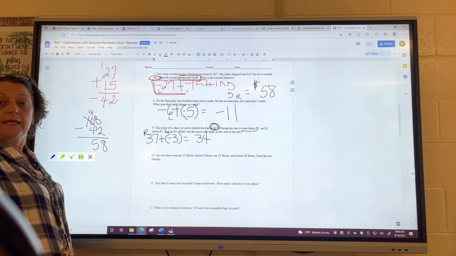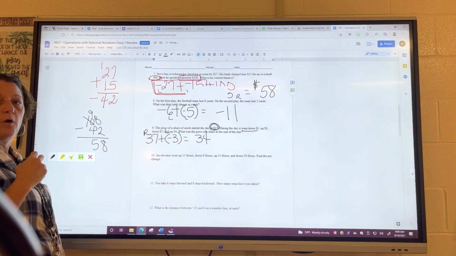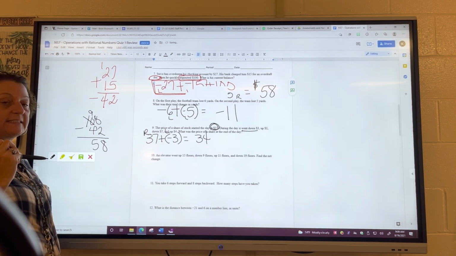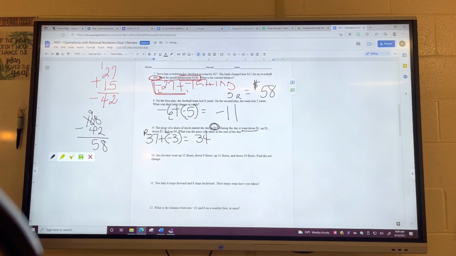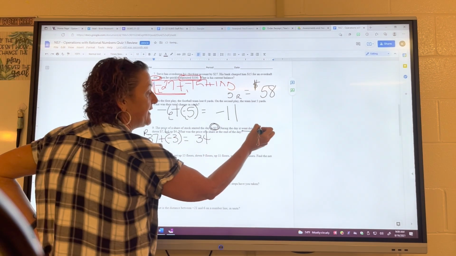And keep the sign. Which sign do we want to keep? 37 or negative 3? 37. We want the positive 37 because it's the farthest from 0. We subtract and take the sign of the one that's the farthest from 0. Okay? Now, all right, so we did that.